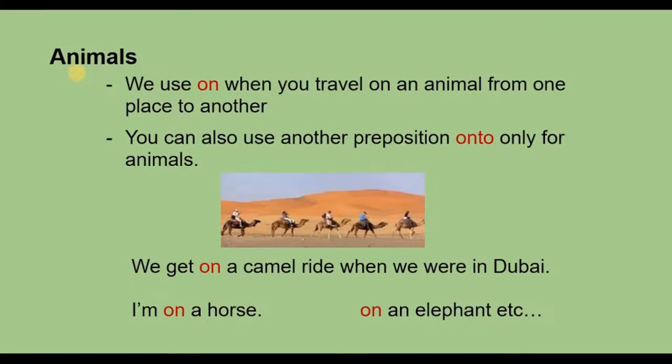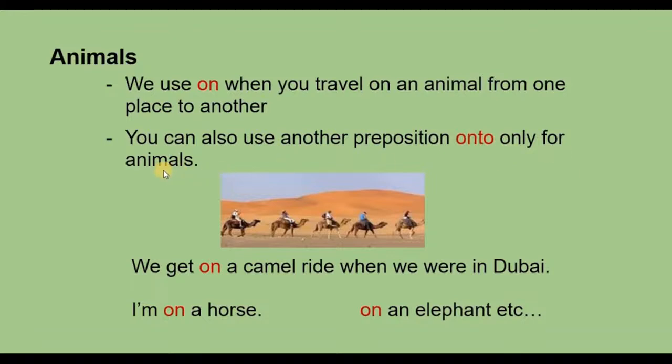They're on the horse or on a camel. Yes. So animals, for animals, we use on when you travel on an animal from one place to another. You can also use another preposition onto only for animals.